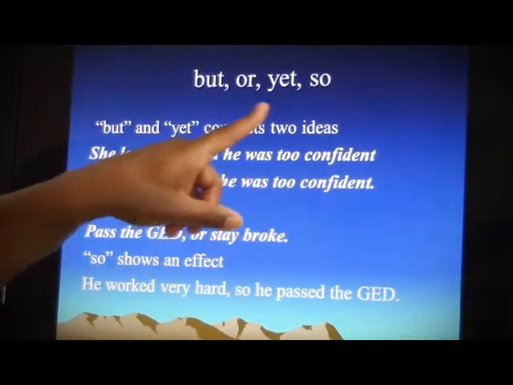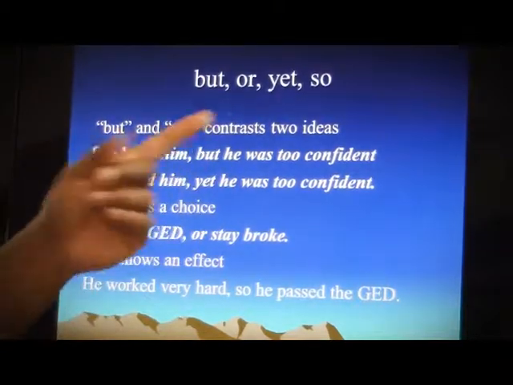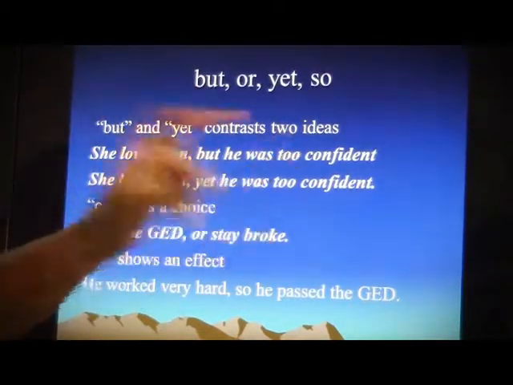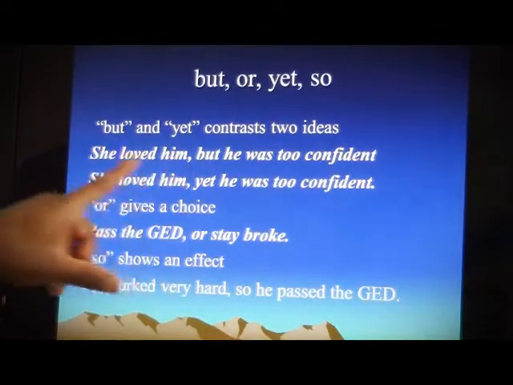Okay. But, yet, or so are used to contrast two ideas. Or at least but and yet do. They contrast ideas. She loved him.